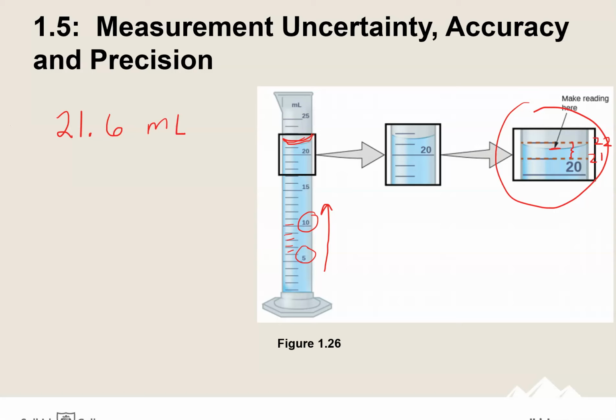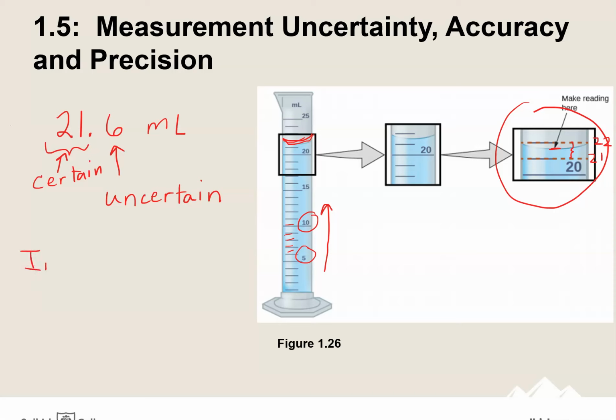Now, I wasn't certain about that last digit. If you had said, and I hope you took a measurement before I did, if you had said it was 21.7, I would have believed that too. That digit is uncertain, but it's close enough to be worth something. So what we always record is all the certain digits plus the first uncertain digit.